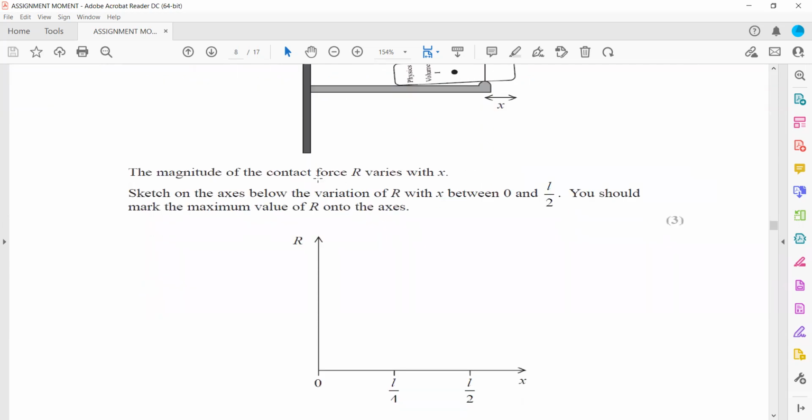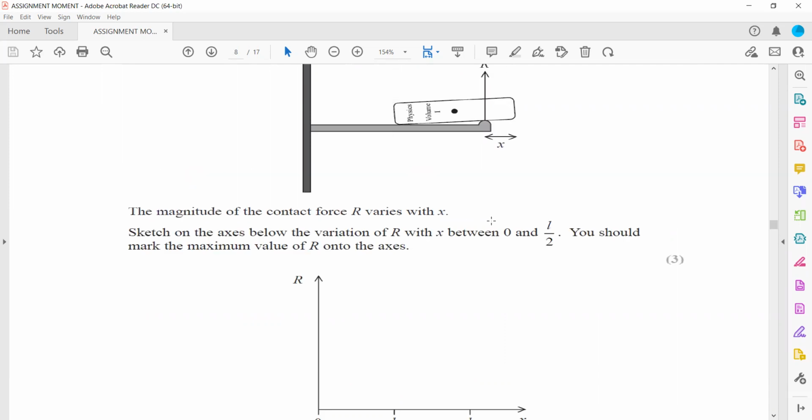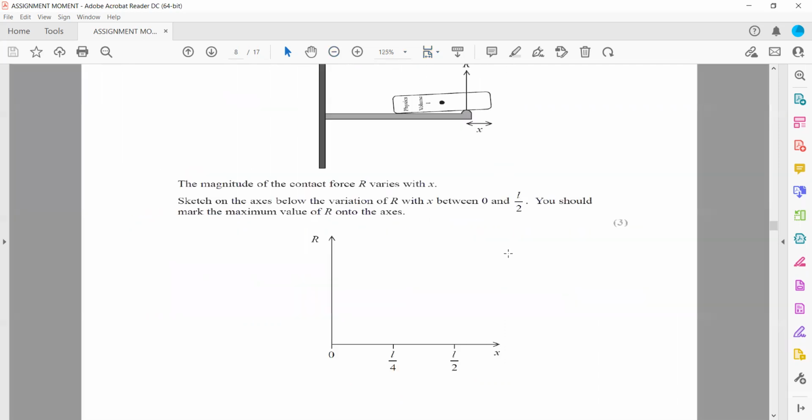Sketch on the axis below the variation of R with x between 0 and L by 2, and you should mark the maximum value of R on the axes. So how will we carry this out?